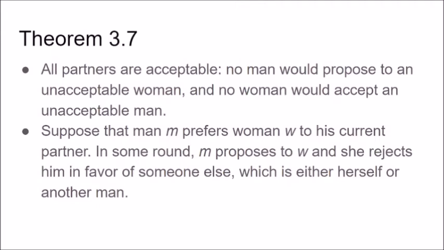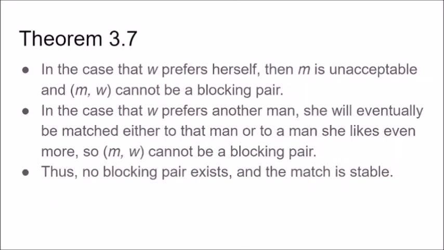It might be himself or it might be another woman. And in some round, man M proposes to woman W and she rejects him in favor of someone else, which again could be either herself or another man. So there are two possible scenarios here. Either woman W rejects him in favor of herself, or woman W rejects him in favor of another man. In the case that she rejects him in favor of herself, that is, she prefers herself, then M is unacceptable, and thus MW cannot be a blocking pair.